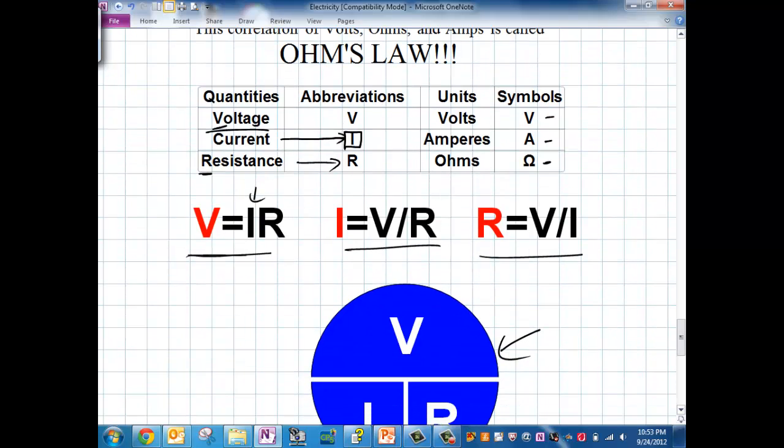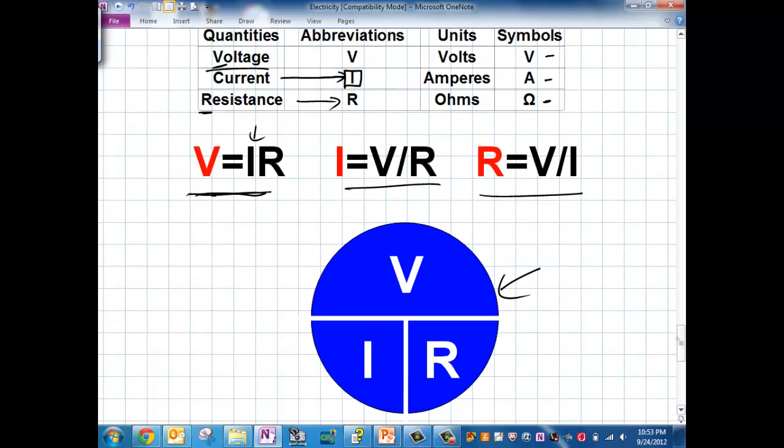So these are the equations for Ohm's law. V equals I times R, I equals V over R, and R equals V over I. The simple way to write it out is down below here in the blue. So if I wanted to solve for I, I would simply block off the I and say V over R. Solving for R, V over I. If I wanted to solve for V, I times R.